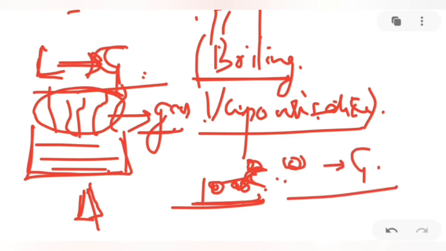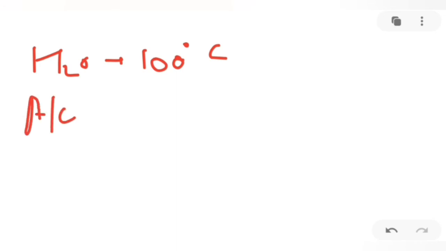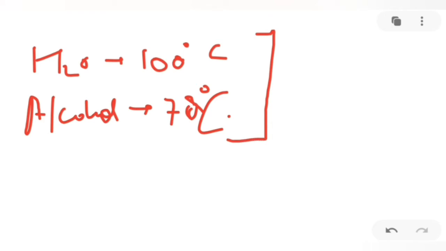Now one more thing that you all should remember here is that different liquids have different boiling points. For example, water, I have already told you, is 100 degrees Celsius. Another example is alcohol. The boiling point of alcohol is 78 degrees Celsius. So different liquids have different boiling points. It is not that if you take water, alcohol, milk, juice, all will have the same boiling point. Different liquids will boil at different temperatures.